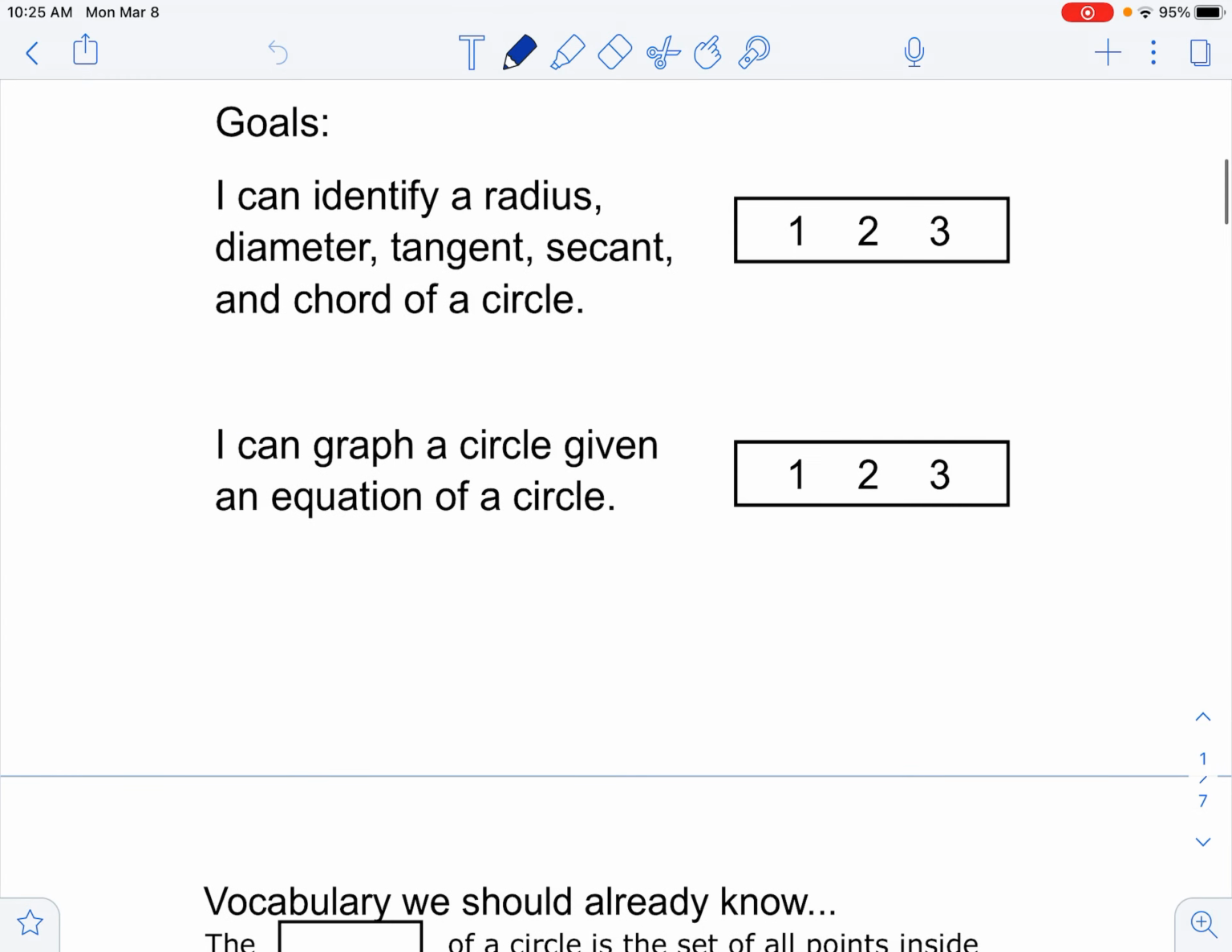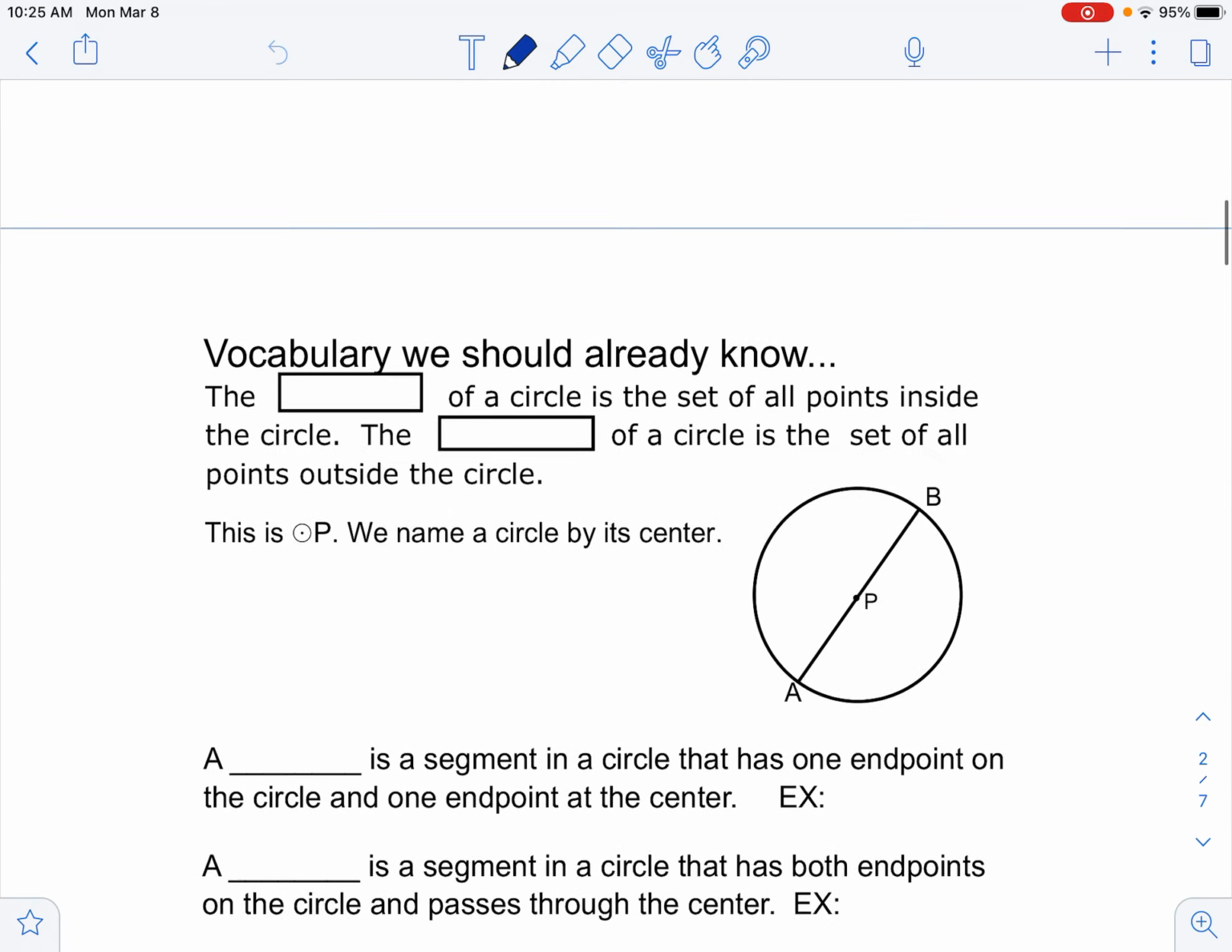Both of these things, I feel like people know what a radius and a diameter are, but the rest of them not. And writing an equation of a circle or graphing it, you don't know how to do that yet, so I'd give yourselves 1 for both.